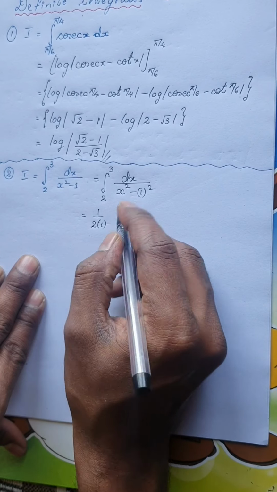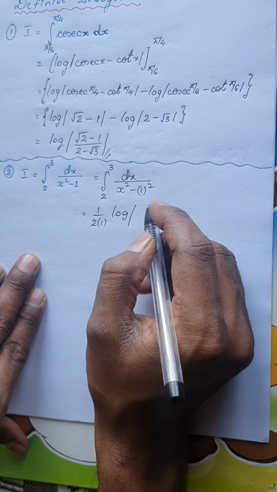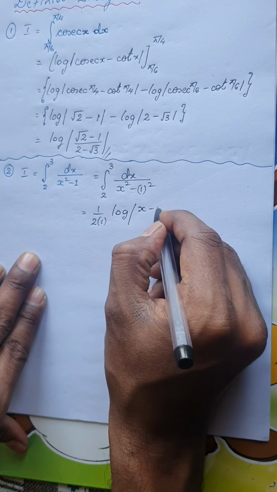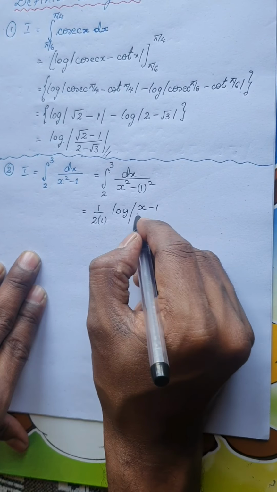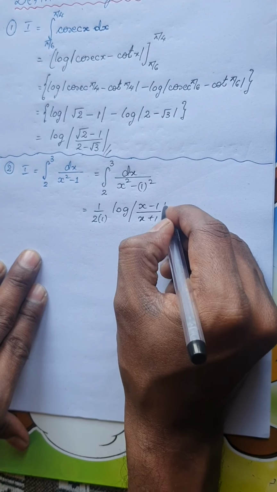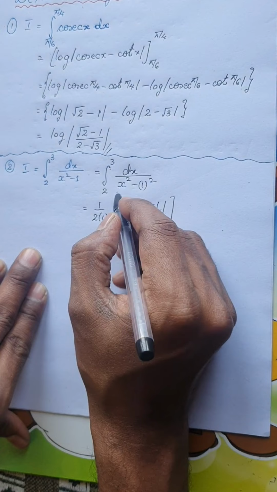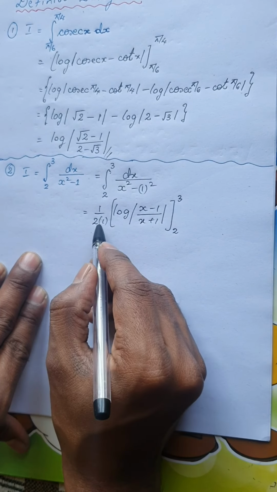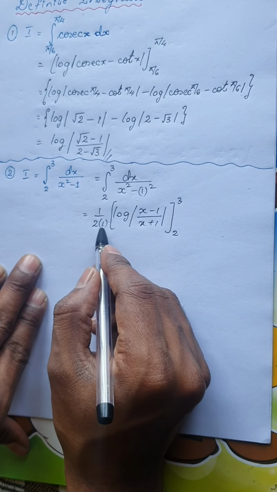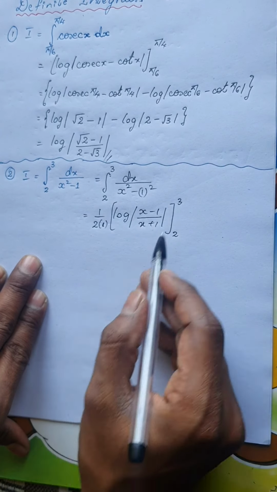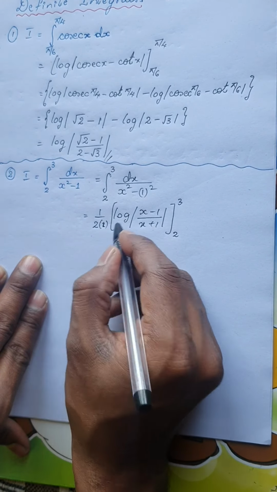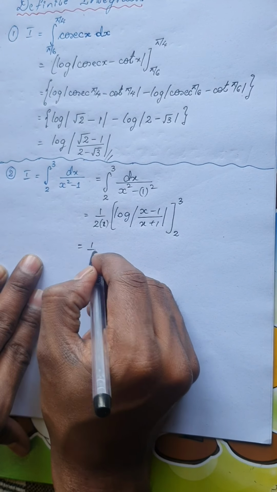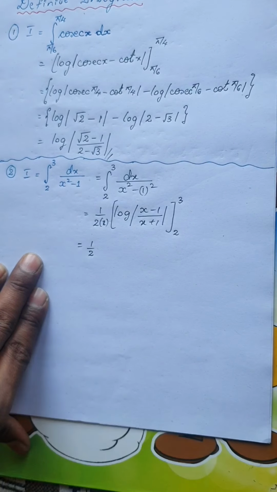So using this result, this is nothing but 1 divided by 2, a is nothing but 1. So 1 divided by 2a into log of mod x minus a divided by x plus a. Now this is integrated within the limits 2 to 3. Now I have kept the constant 1 by 2 as it is, because this is a constant, the limits will not be effective here. So 1 by 2 is outside, right?